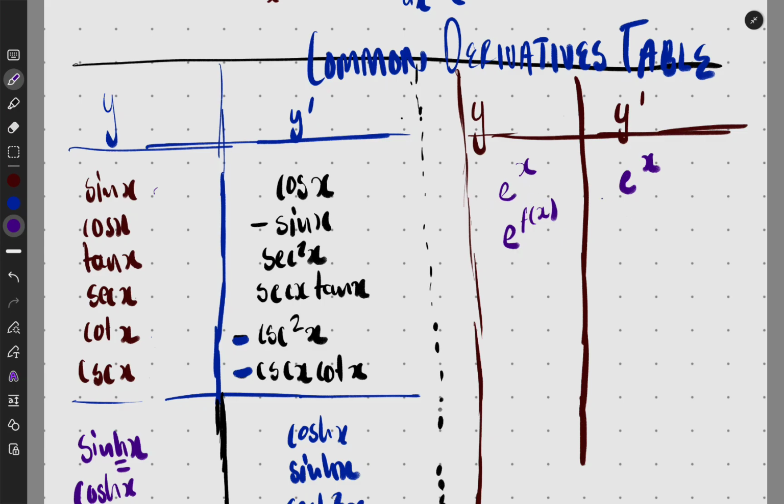How did we do for this? It just comes back, so it's going to just come back, e to the f of x. Then what do you then do? Multiply by the derivative of the inside. So you now multiply by f dash x.